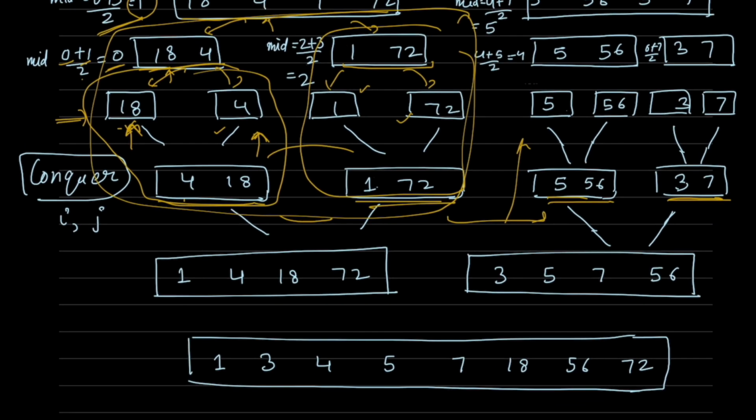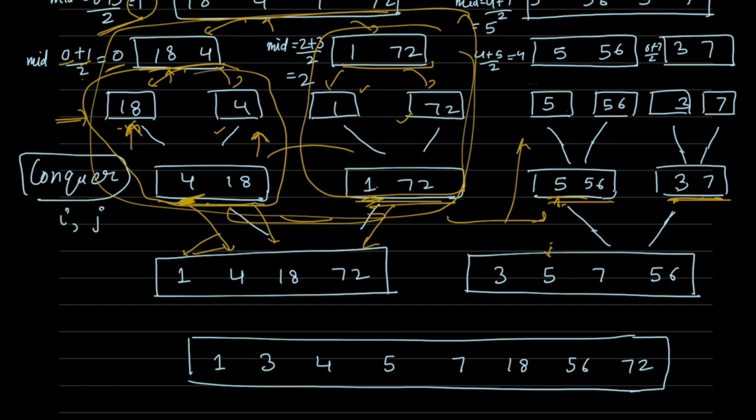So now we'll be merging these two, 1, 4, 18, 72. Out of these we'll check which element is smaller. So 1 is smaller than 4, so 1 comes first, then comes 4, then 18, then 72. Similarly here, out of 5 and 3, 3 is smaller, so we move 3 here. Now 5 and 7, 5 is smaller, so we move 5 here. And then 7, then 56.